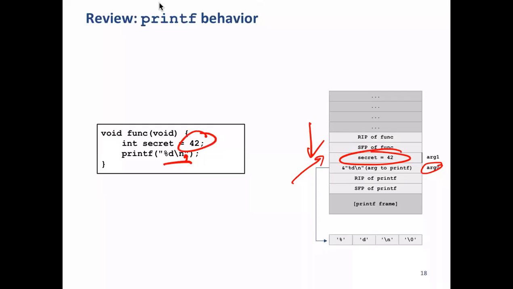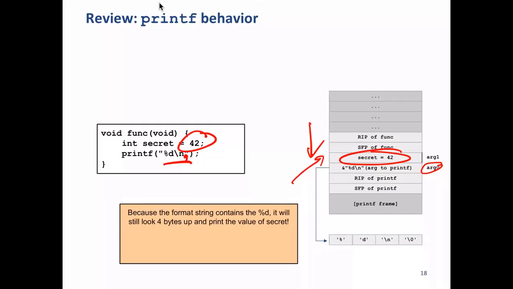All right, so it will print 42, which is the secret number here, as per your definition. Now the question is, why would you do this?